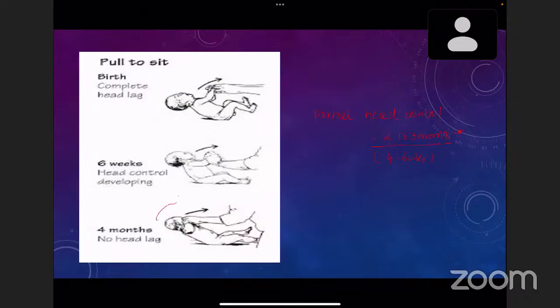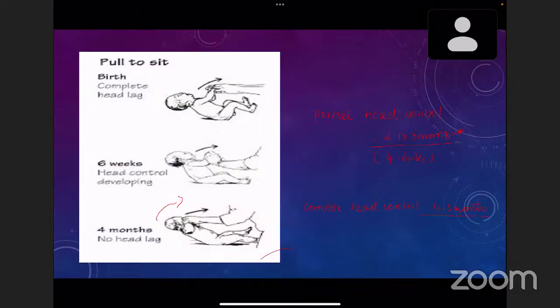But by 4 months, once you pull the child, the child's head will also follow you. That means there will be no head lag, and complete head control will be achieved by the age of 4 to 5 months. So complete head control is achieved by 4 to 5 months.